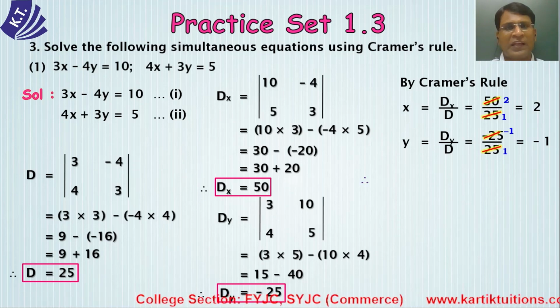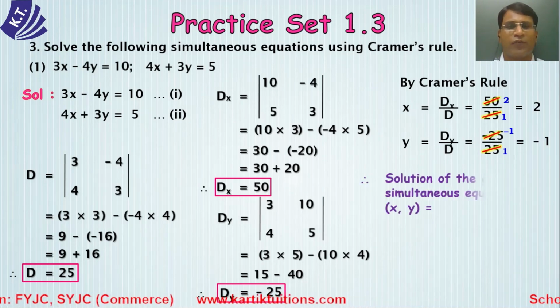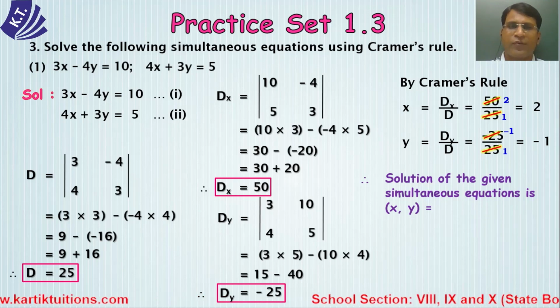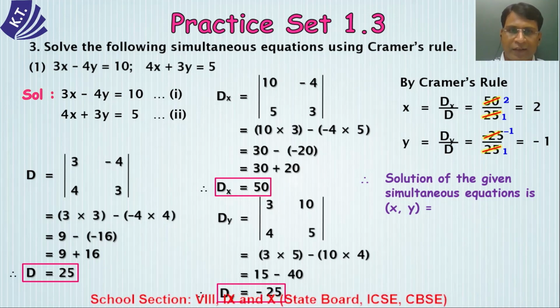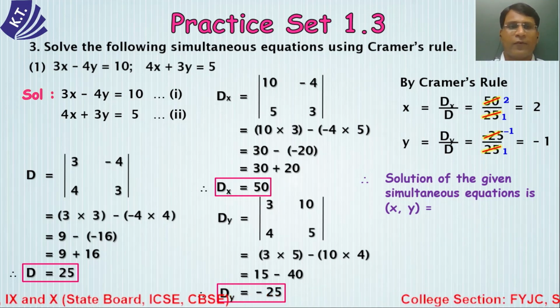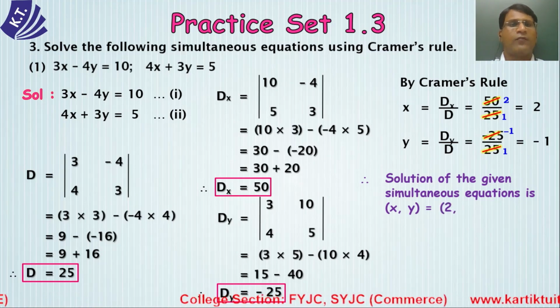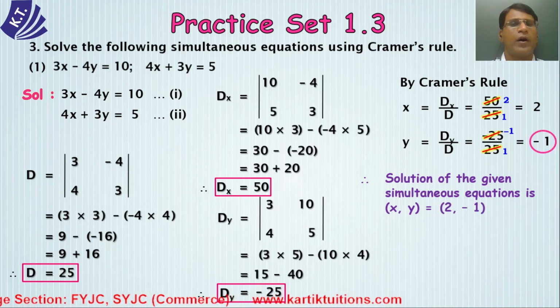As I told you, in linear equations we always write the answer in statement form. So what is the statement form we'll write? The solution of the given simultaneous equations is (x, y). Our x value is 2 and y value is minus 1, so it becomes (2, -1).